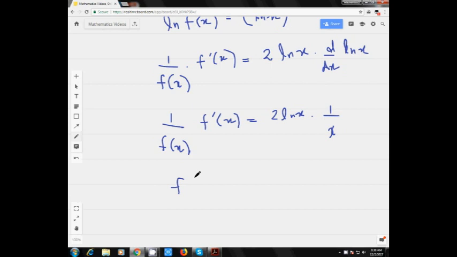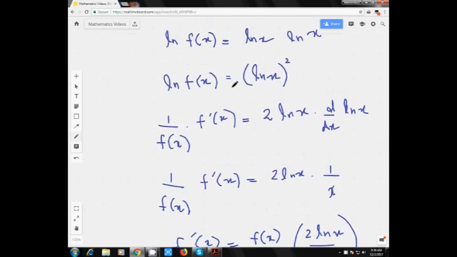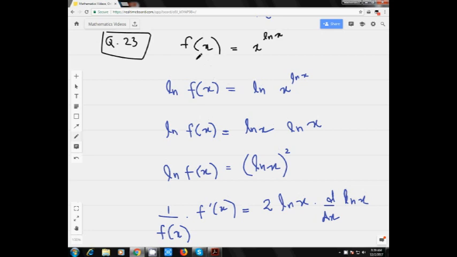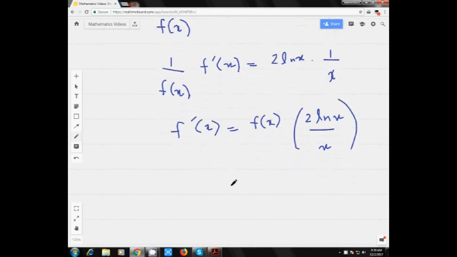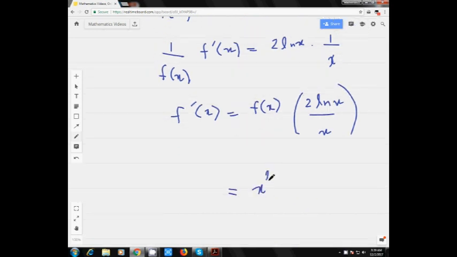So you get f dash of x is equal to, just shift this f of x right here, you get f of x multiplied by 2 times ln x whole divided by x. Simply replace f of x by its value, and its value is f of x equal to x raised to the power ln x. It is given in your question. So x raised to the power ln x times 2 ln x divided by x.